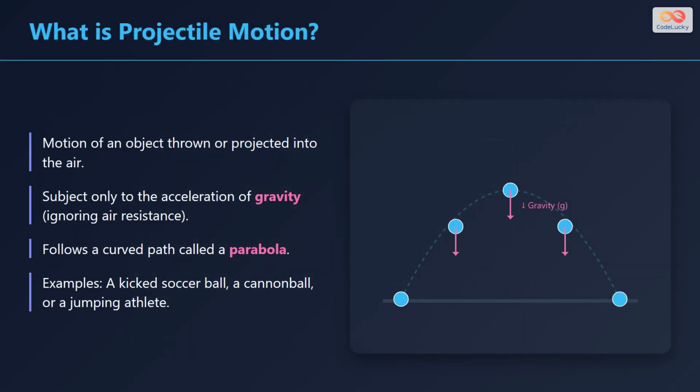First, let us define what we are dealing with. Projectile motion refers to the motion of any object thrown or projected into the air. Once it is launched, the only force acting on it is gravity, assuming we ignore air resistance for simplicity. This creates a specific curved shape known as a parabola. You see this everywhere, from a soccer ball being kicked to water coming out of a hose.